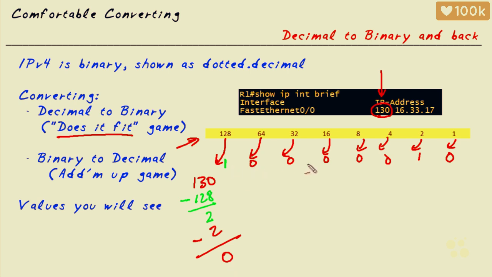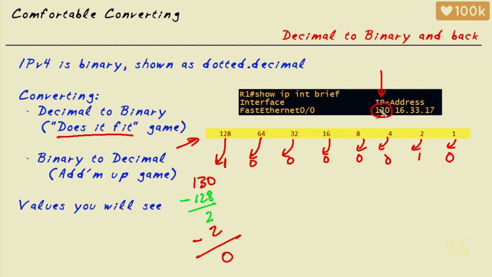Also, if you ever come across a time when the number you're looking at goes in more than once, like 2 times, there's a math problem somewhere. So again, we start on the left and we play the does it go in game, and if it does, we take the remainder and then continue working our way right. So this number right here, 10000010, is 130 in decimal.